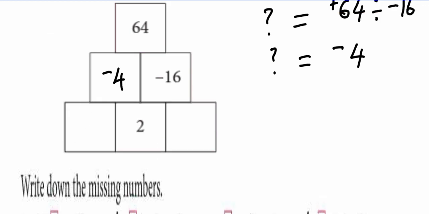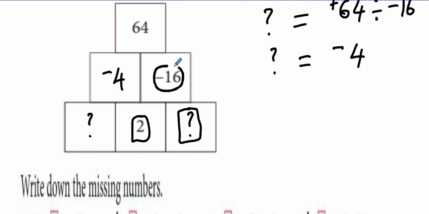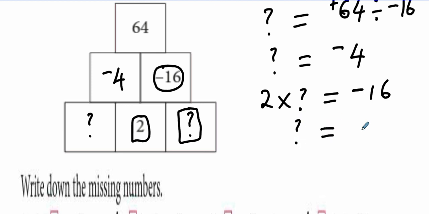We have two numbers missing over here. One is to be found over there, and another number's somewhere here. The same concept: this number here, which is 2, times the missing number, the answer should be equal to negative 16. So 2 times a missing number should be negative 16. In other words, to get the missing number, you do negative 16 divided by 2. You just do the opposite of multiplication, which will be negative 16 divided by 2.